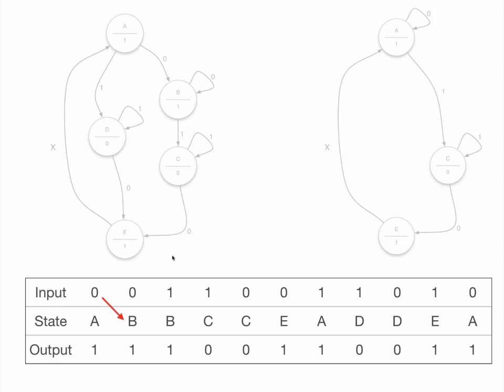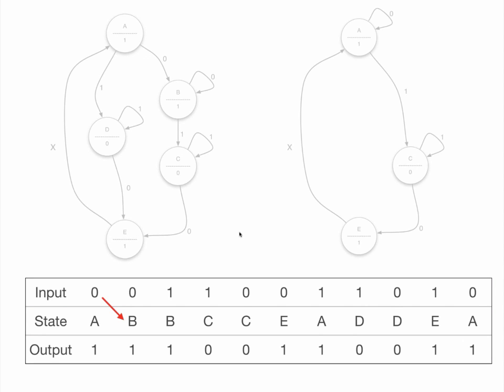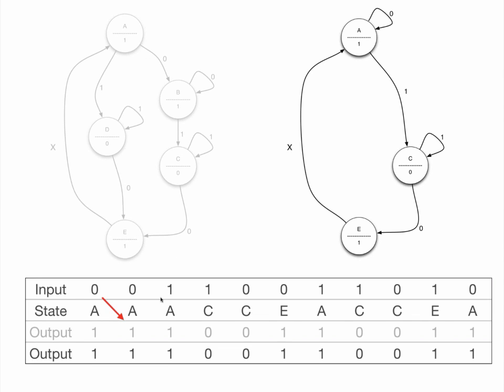All right, let's bring in the new one. Right, exactly the same process. We start in state A. The inputs are 0, so we stay in state A. Same inputs, right? The inputs are 0 again, stay in state A. Inputs are 1, we go to state C. Inputs another 1, we stay in state C, and so forth. Inputs are 0, we go to E, then we always go back to A.